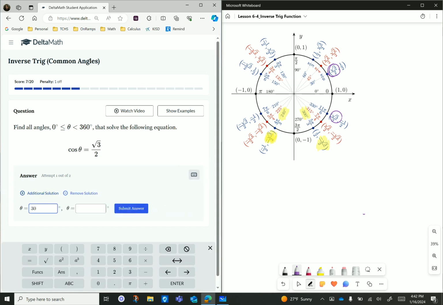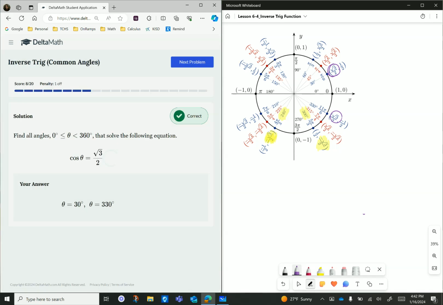Okay. All right. So practice doing some inverse trig using our unit circle. And that will culminate, for now, lesson 6.4. Thanks so much for watching and completing this assignment.